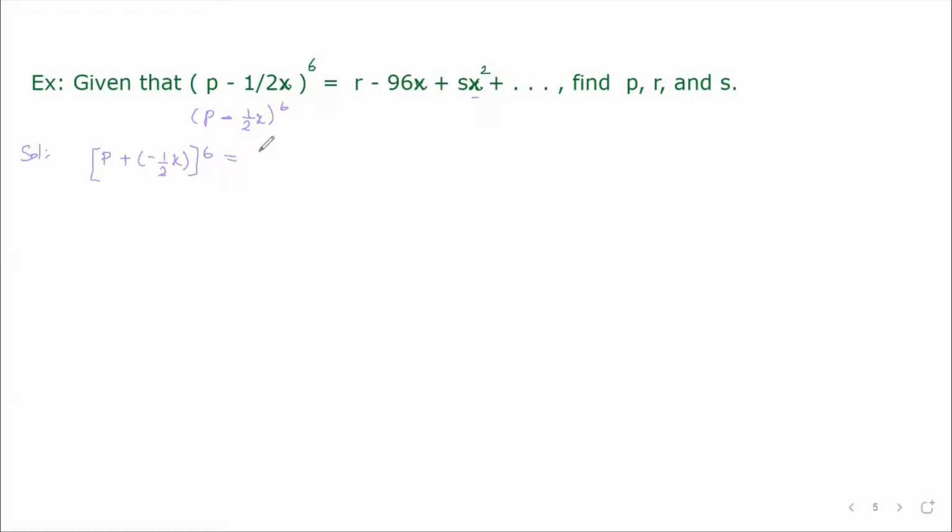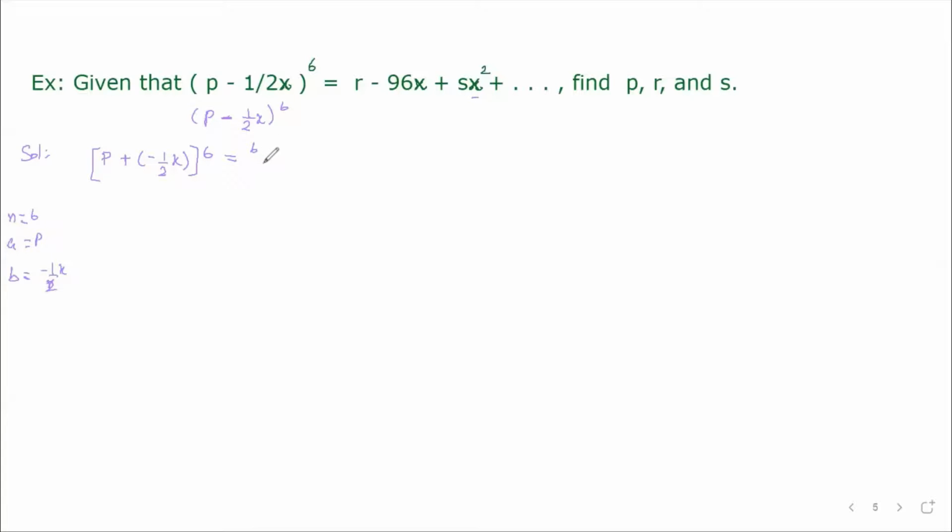Okay, the whole thing to the power of 6. So this one is equal to the formula. Use the binomial expansion formula. I write down here n equals 6, a equals p, and b equals negative 1 over 2x. That's a and b. Okay, then we use the formula.